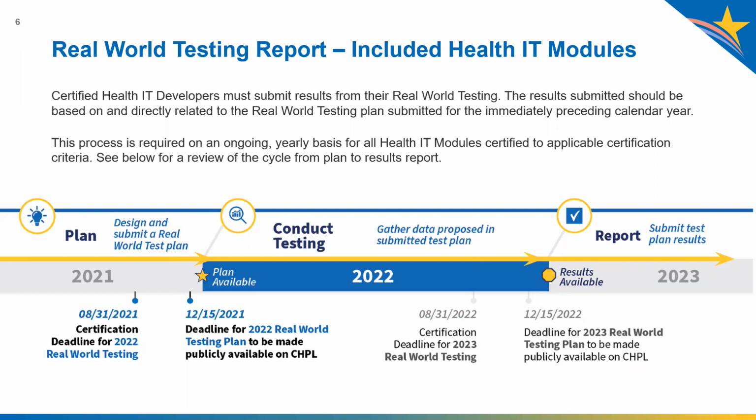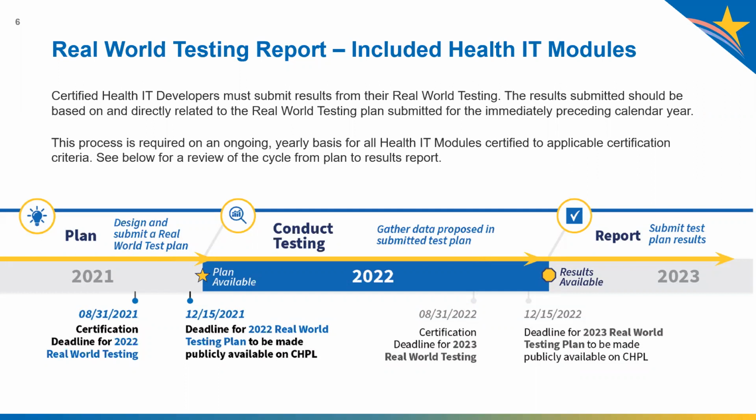I know that everyone has seen this timeline many times before in previous webinars, but we want to just focus on where we are today, as you have all been through two rounds of plan submissions. This is the first round of results submissions, and so we want to make sure that everyone knows exactly which health IT modules they're going to be submitting in the upcoming results report that must be submitted and made publicly available by March 15th of 2023.